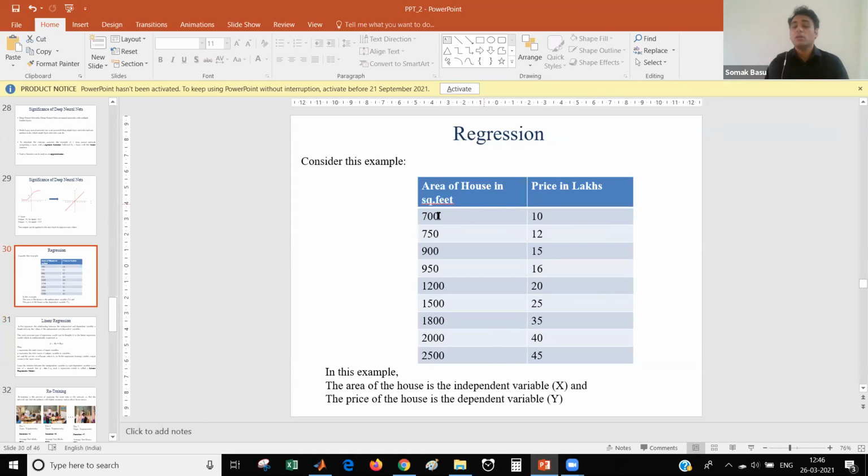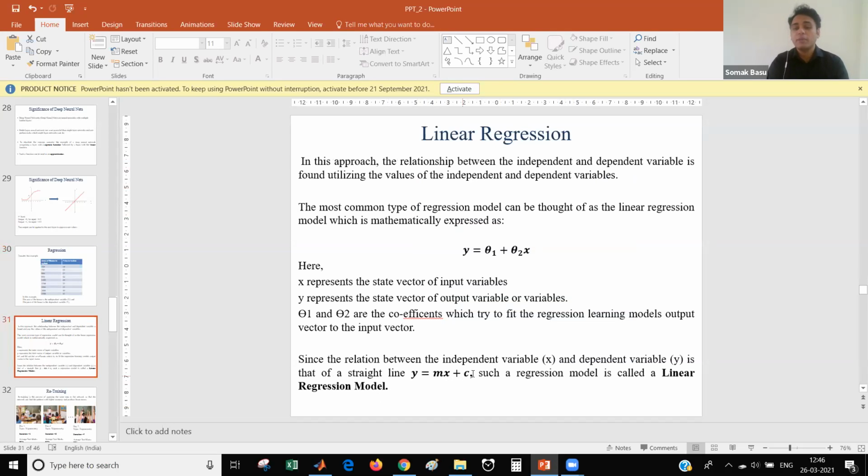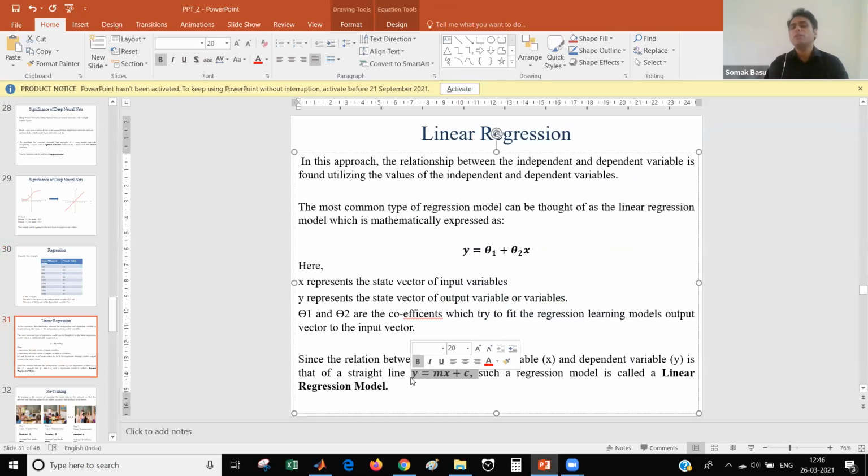So the type of relation you find between the input variable and the output variable governs the type of regression that you have. It can be a linear regression in the form of y is equal to mx plus c, or it can also be a non-linear regression. It depends.